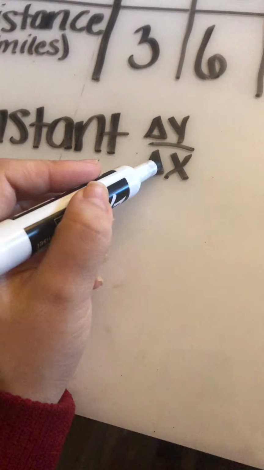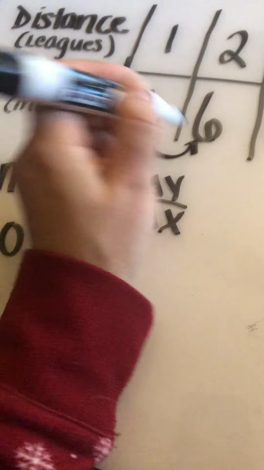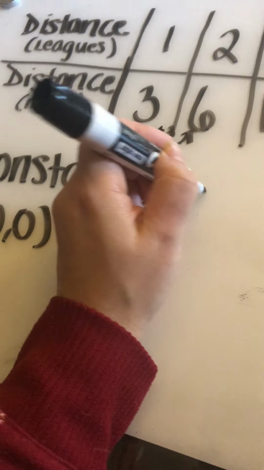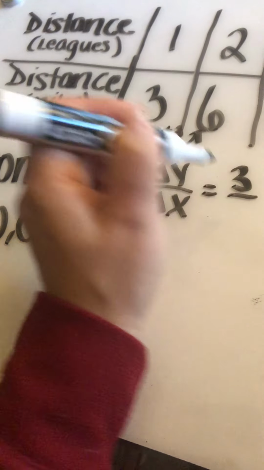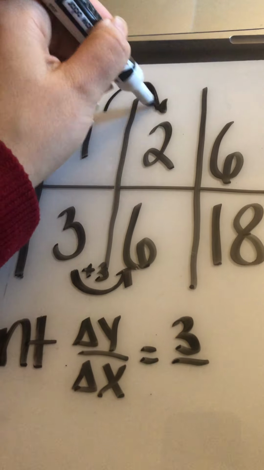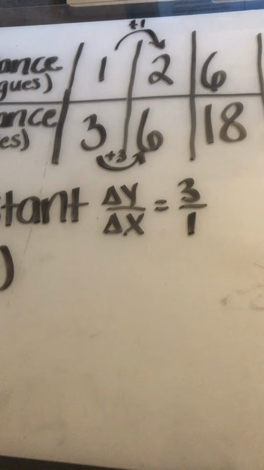So we're checking if the change in y over the change in x comes out the same. I'm going to start with my y's. Here I see that from 3 to 6, it's plus 3. So I'm going to start with 3 over 1. Oops, I jumped ahead. 3. And then for the x, from 1 to 2, it's plus 1. So my slope, or my constant, is going to be 3 over 1 for the first one.